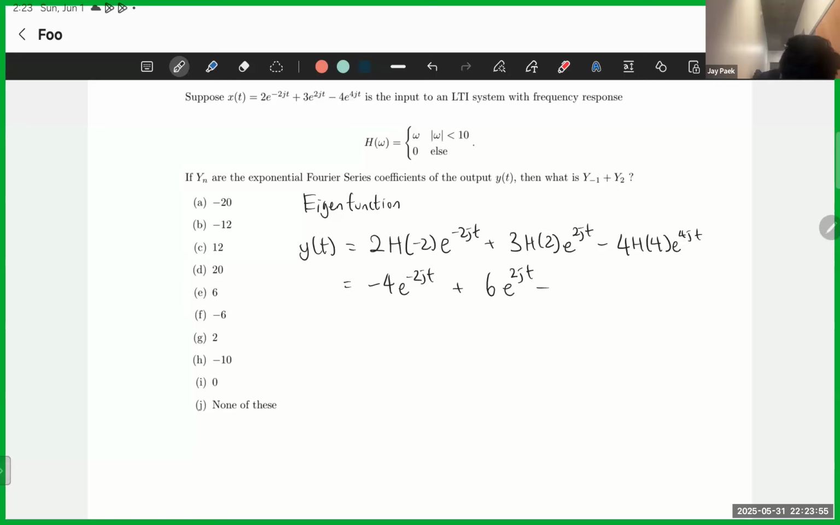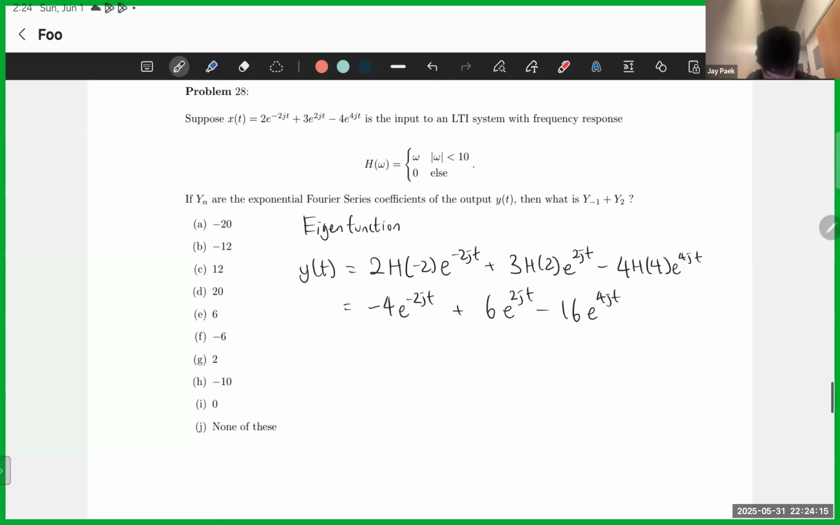Hold on. Wait, why am I blanking on this? It should just be this. Sorry, I don't know why I blanked on that. There we go. So we obtained this kind of sequence.